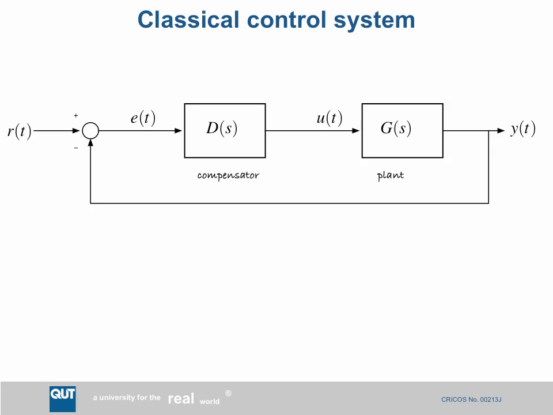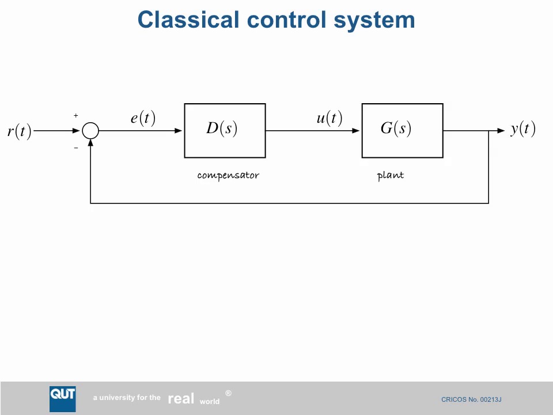The brackets t simply means that this is a continuous signal of time, a continuous function of time. E is the error between the plant output and the desired output, and U is the output of the compensator, which is the input to the plant. These are all continuous functions of time.